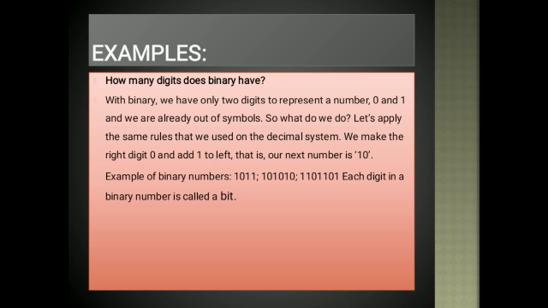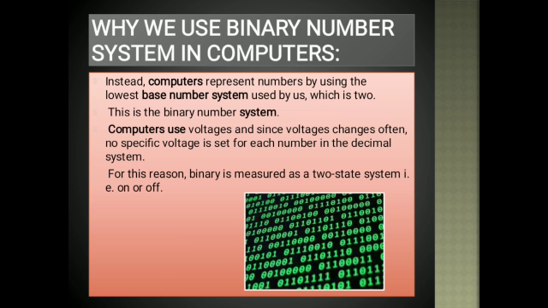More examples. How many digits does binary have? We already know binary has just 2 digits, 0 and 1. It also uses the same rules as the decimal number system. We make the right digit 0 and add 1 to the left, then our next number is 10. Examples of binary numbers are 1011, 101, 011, etc. Each digit in a binary number is called a bit.